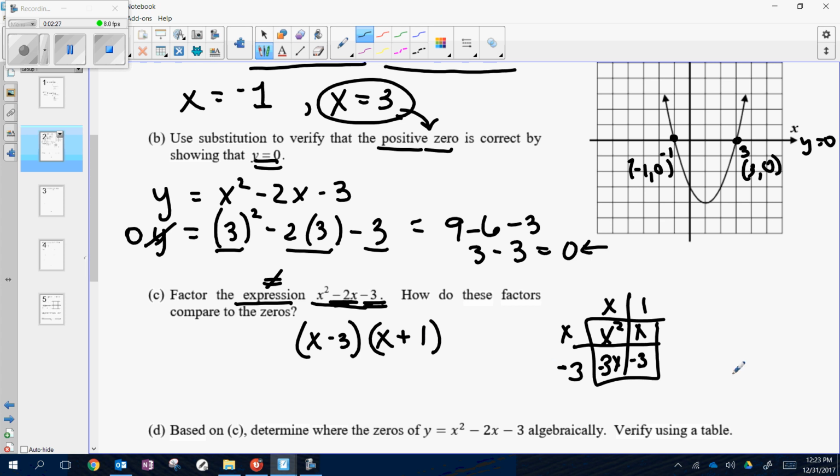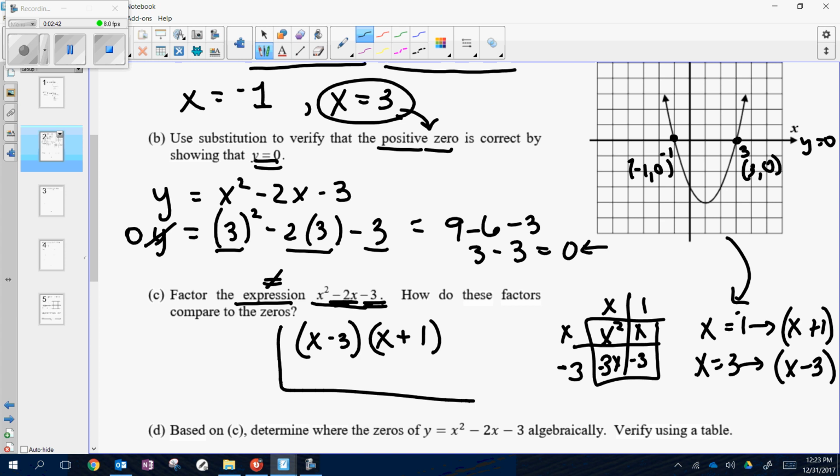Otherwise, you could graph it just looking at the zeros. If the 0 is -1, the factor is x plus 1. If the 0 is 3, the factor is x minus 3. So these are the factors. And how do they compare to the zeros? Exactly what I just said here. Change the sign on the 0 to create the factor.